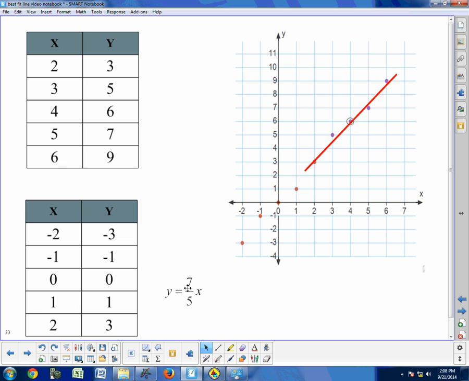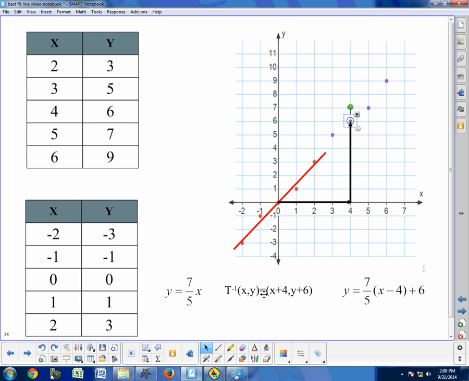The transformation method we can use is to take y equals 7/5 x and put it through the inverse of the transformation that moved all these points to the origin in the first place. Taking the origin and moving it back would be 4 to the right and 6 up. Remember, the original transformation was 4 to the left and 6 down, so this is the inverse of that. When I put this equation through this transformation, the x gets replaced with x minus 4, the y gets replaced with y minus 6, and I add 6 to the other side.